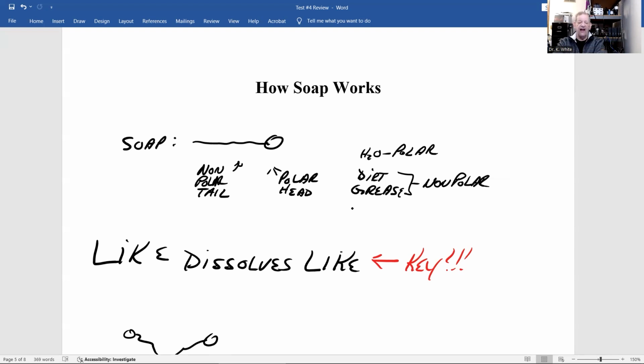But anyways, it's like dissolves like. And that's the key to the puzzle, how soap works. Like dissolves like means things that are polar are soluble in polar things. Things that are nonpolar are soluble in nonpolar things. If you put polar and nonpolar together, they're not soluble. Just look at oil and vinaigrette dressing. Vegetable oil is nonpolar. The vinaigrette is vinegar, acetic acid and water, mainly water, so that would be polar, and they separate after you put the bottle down, after you shake it.